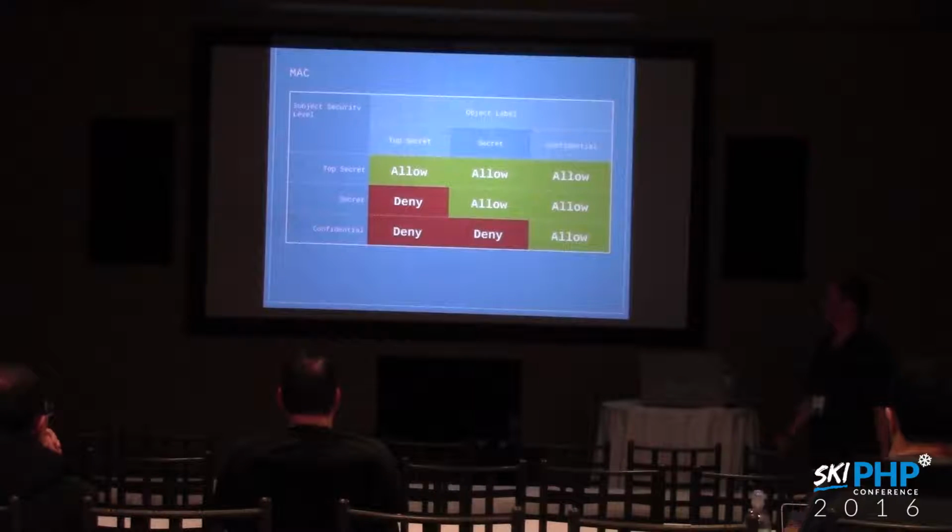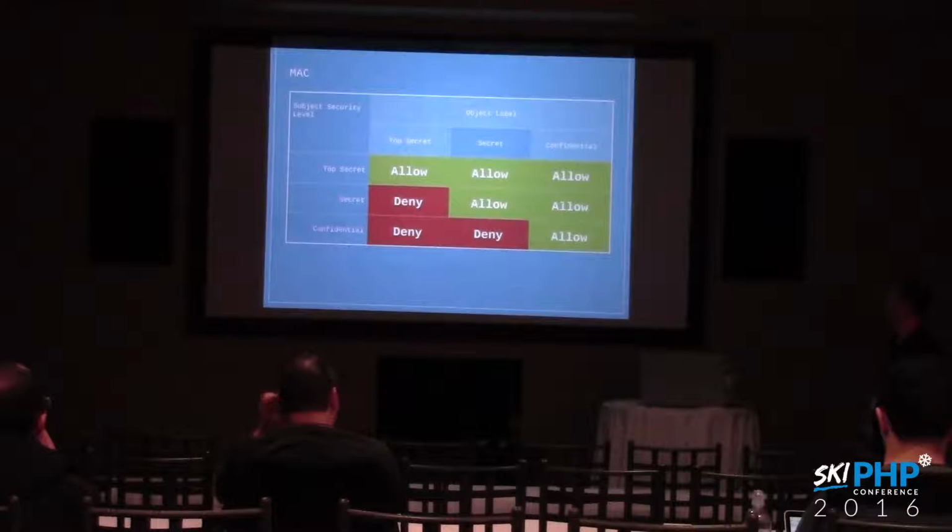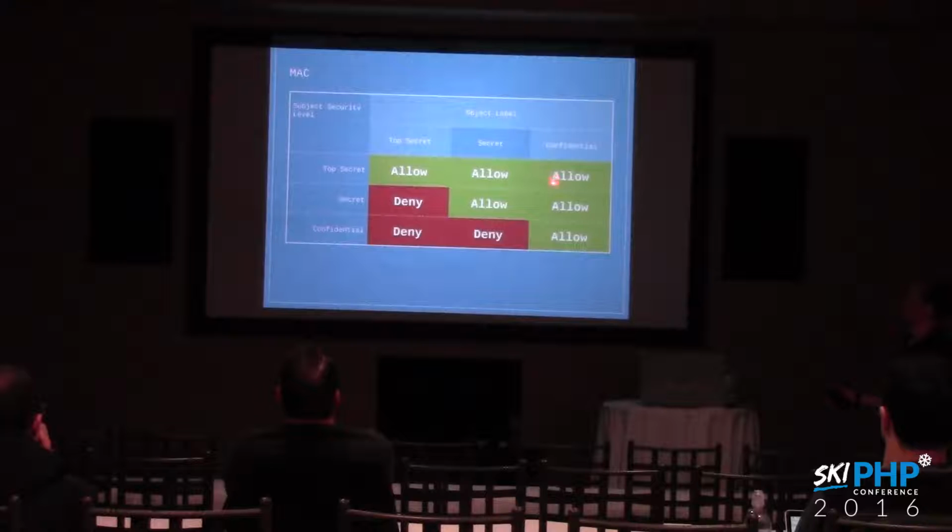Here's an example of what it might look like if you were to chart it out. So the top secret can see top secret, secret, and confidential, whereas the confidential is going to get denied.